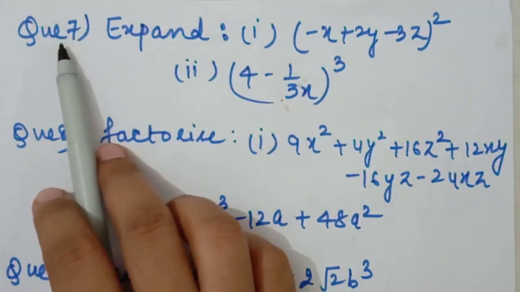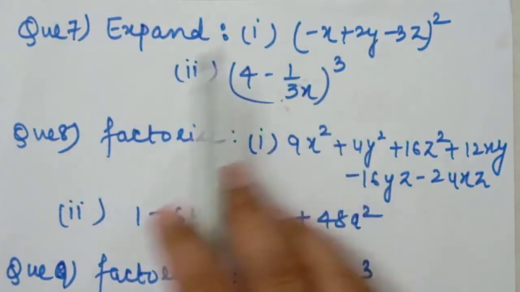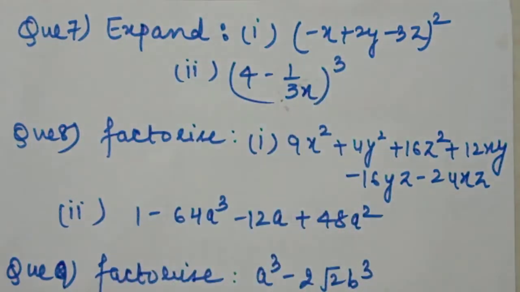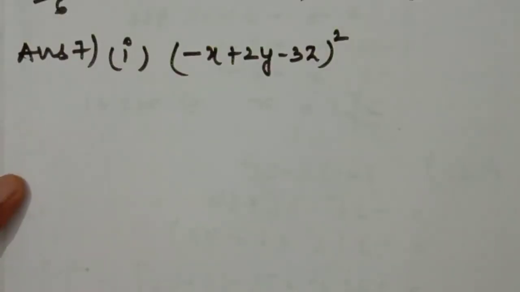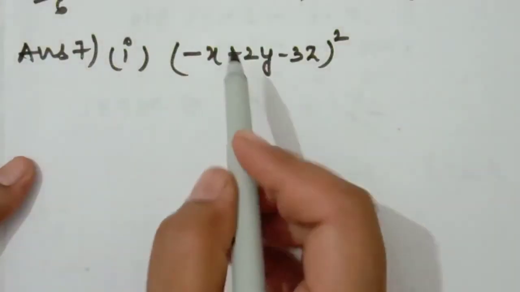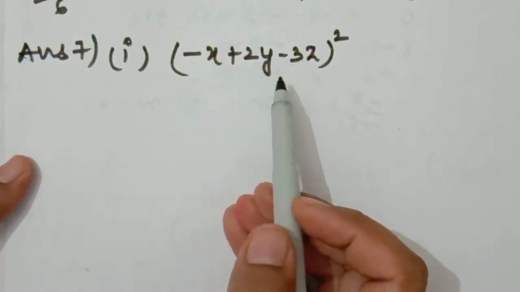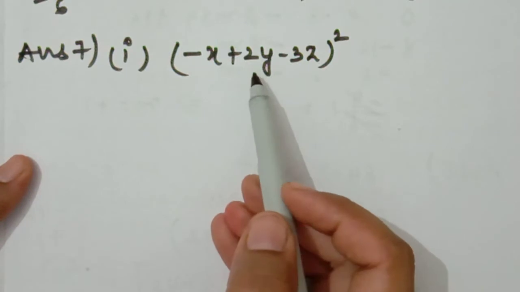Question number 7. Expand. First part is this, second part, and in both the parts identities are there. We have to apply them. So students, this is answer number 7, part first. We have to apply an identity. So first of all we have to know which identity will be applicable for this question.